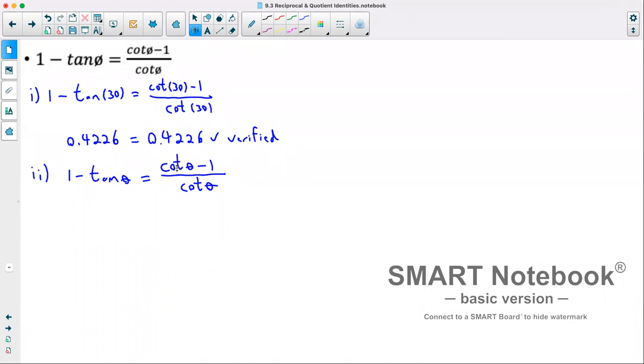Now, with cotangent, earlier on, we went over two different identities that it can have. We have the one that is 1 over tan, and we also have the one that's cos over sine. In this case, because this side has tan, I'm going to use the one that's 1 over tan. If on this side I didn't have tan, but I had sine or cos, then I would be using the one that uses the cos and the sine. So I have 1 minus tan theta equals, cotangent is 1 over tan theta, minus 1, over 1 over tan theta.